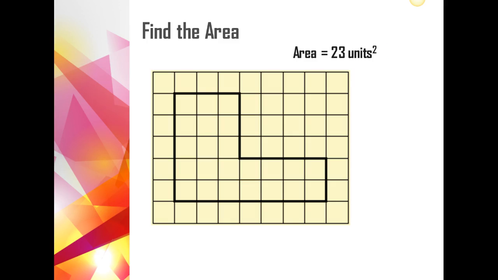You also might divide this into two rectangles. The area of the first rectangle is 15 units squared, and the area of the second rectangle is 8 units squared. Combined, this gives us our total of 23 units squared.